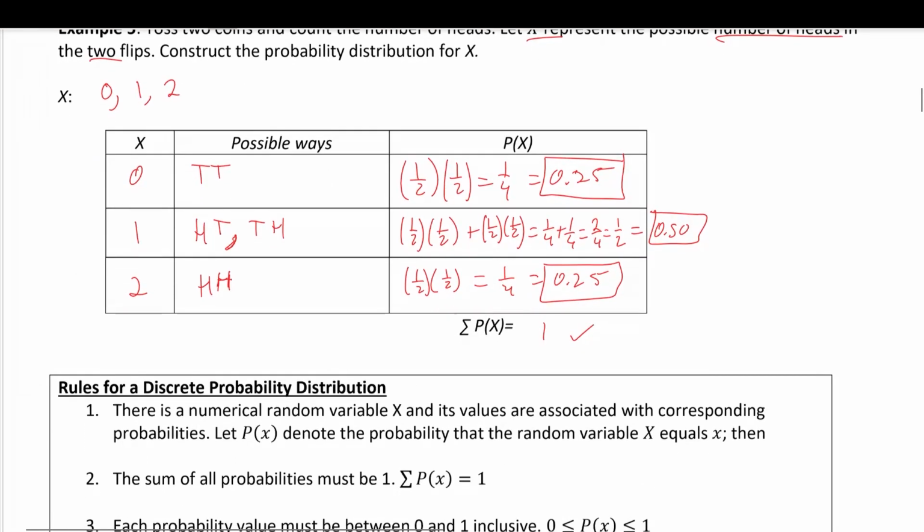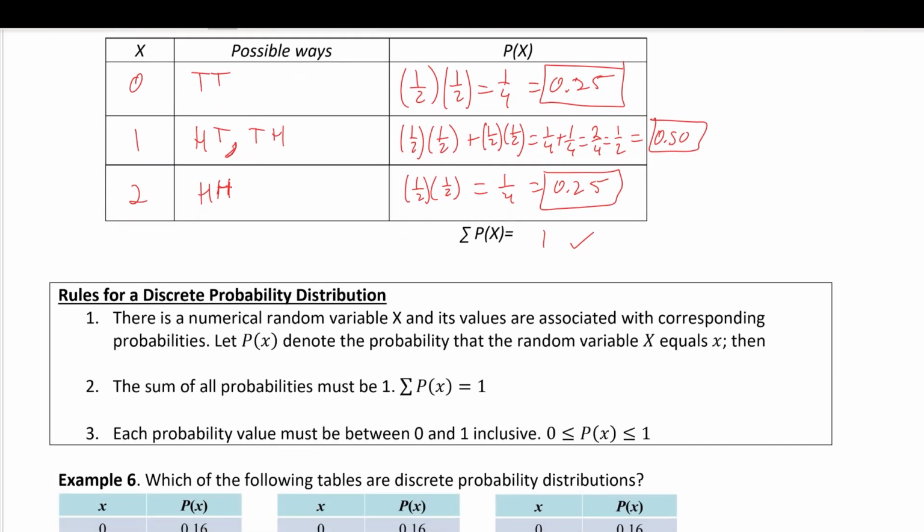All right. Now that one was a little bit more simplistic, mainly because it's just a coin, so the probability of each one of those events, heads or tails, is 1/2. We can make it a little bit more complicated later on when we get to the next section, I would say. All right, so the rules for a discrete probability distribution are as follows. There's a numerical random variable x, and its values are associated with the corresponding probabilities, as we saw above there. And probability of x denotes the probability of a random variable x equaling some value x.